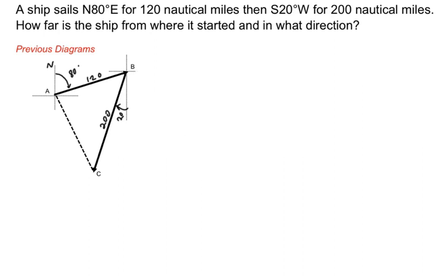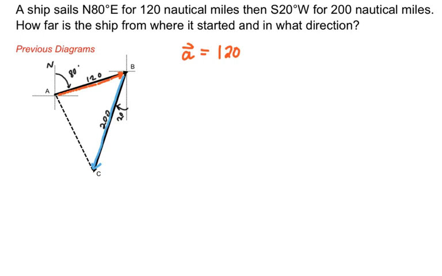So let's determine how we can represent this using our new notation. We have our first leg of our journey from A to B, and then a second leg of our journey from B to C. Let's call this vector A. Vector A is from point A to point B. The magnitude of that vector, we know the length, is 120.